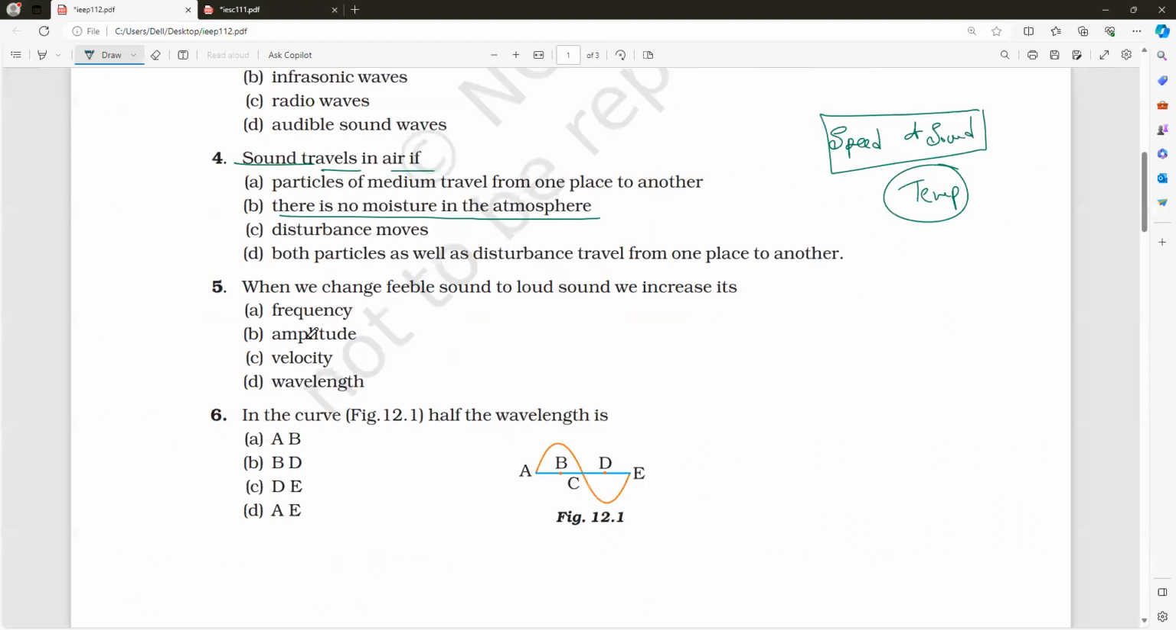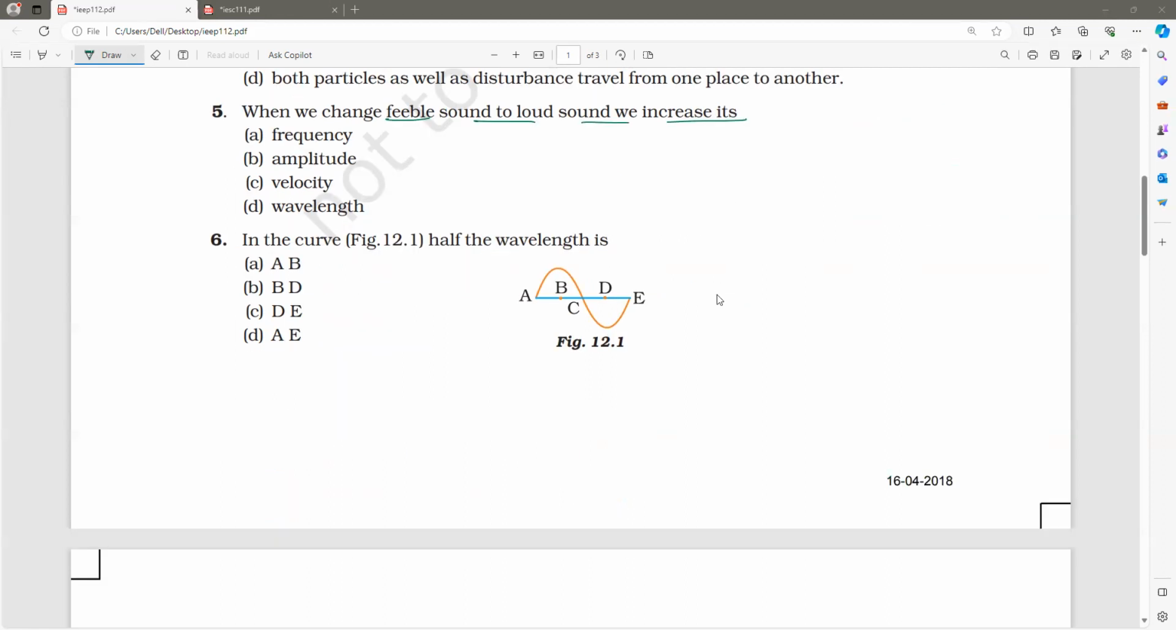Next question. When we change a feeble sound to a loud sound, we increase its what? Louder. Feeble means very soft. What is another word, Sanjay? Fainter, yes. So faint sound, feeble sound. Now what do we have to increase for a louder sound? Amplitude. Loudness increases means amplitude increases.